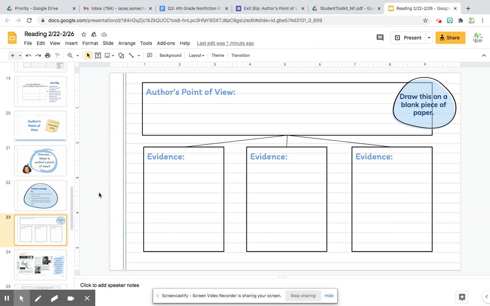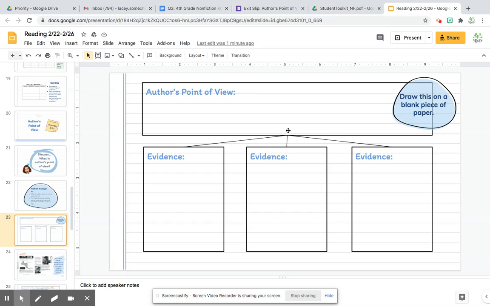Okay. Now, before we get started here, what I want you to do, if you just have a piece of notebook paper, is make a tree map. Up at the top of your tree map, I want you to write down author's point of view. We're going to figure out what is the point of view of the author. What's the author's claim? What is their viewpoint on this particular subject? It could be positive, it could be negative, but what is their point of view?